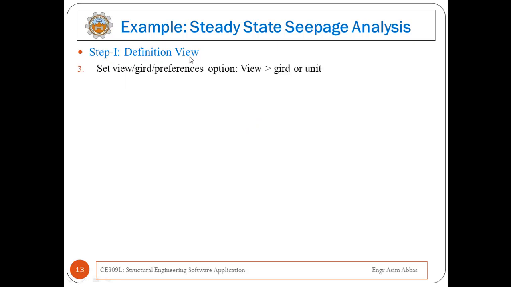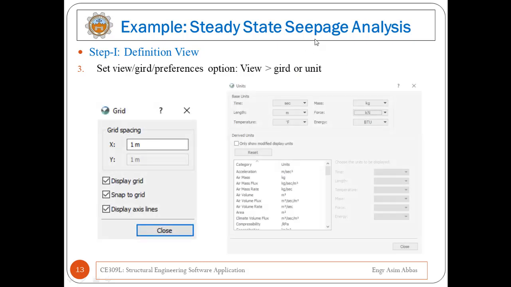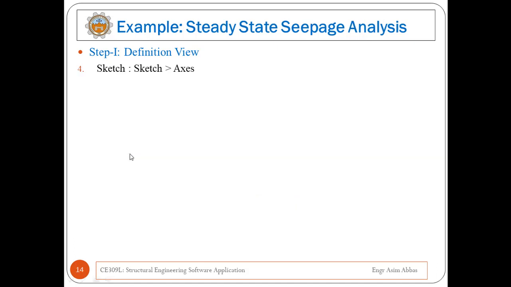Once the analysis is defined, we will set grids and units, right? For that, go to View and first of all set your units, right? We will set the unit of length in meters, mass in kg, and forces in kilonewtons. Similarly, we will set the grid spacing. For that, go to View and click on Grid. This window will appear. From here we can set the grid spacing along the x and y directions to 1 meter.